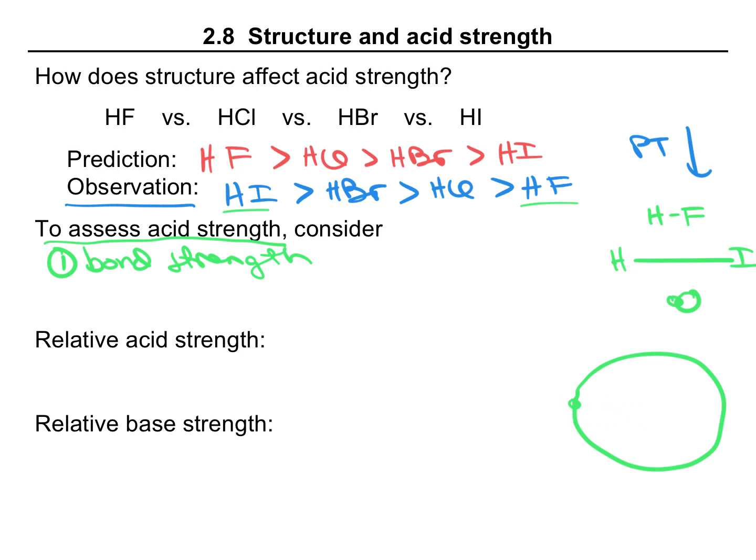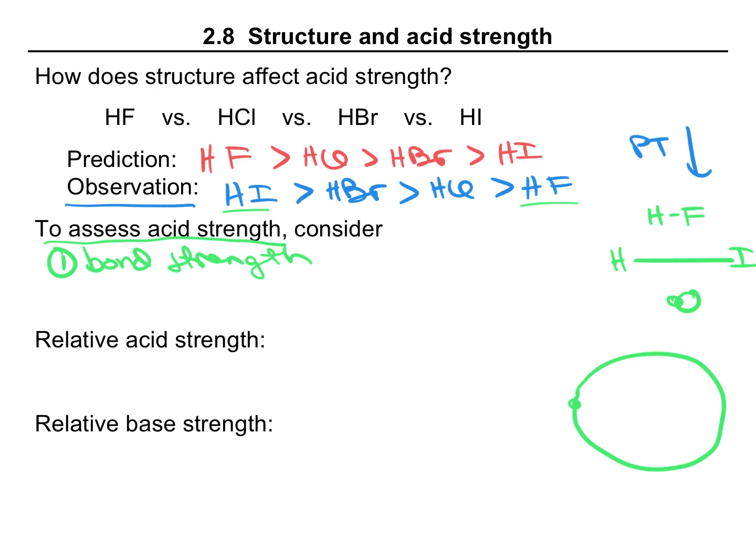So in terms of bond strength, HI is going to have the weakest bond, so that one should be the easiest to break, making this the strongest acid. Within HF, this is the shortest and strongest bond, making it the hardest to break, making this the weakest acid. So by considering bond strength, this order makes sense.